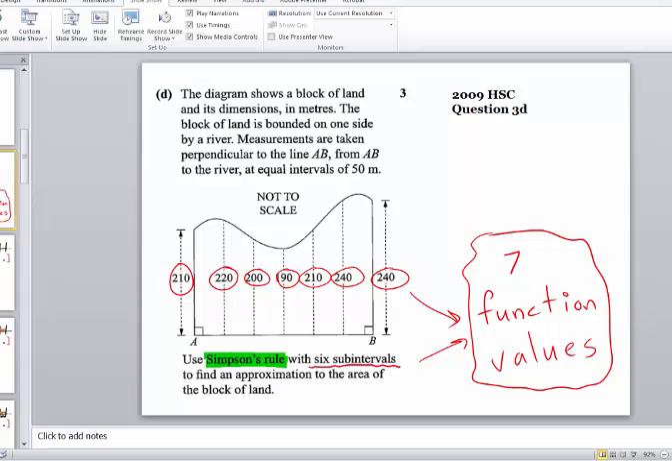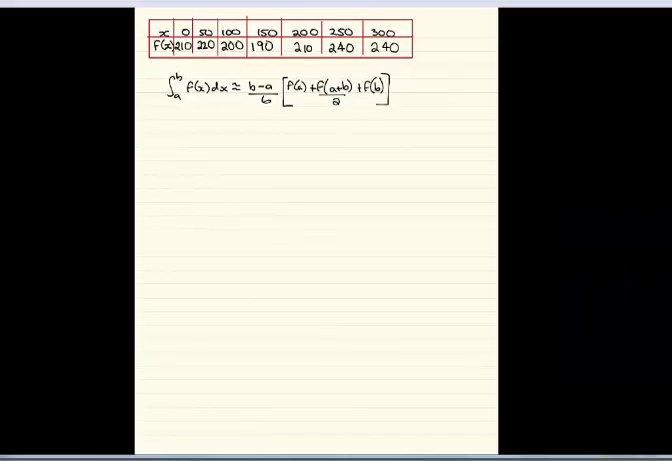Again, table of values. What are your x's going to be? Well, in this case, we don't have a starting point, x is equal to something, and then an end point. But we know it goes up by 50 every time. Yeah? So we just call this 0, 50, 100, 150. And our f of x's, well, they're this height here. So 210, 220, 200, etc. So, table. You can see it there. That's pretty easy to draw up from that picture.